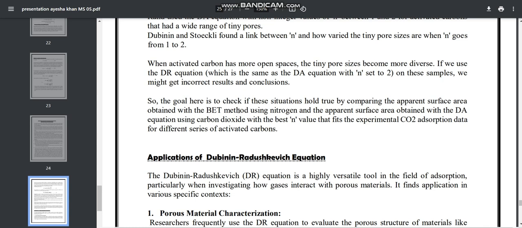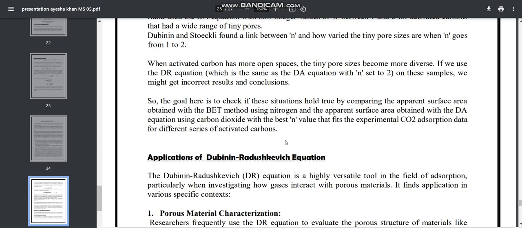So the goal here is to check if these situations hold true by comparing the apparent surface area, which is obtained with the help of the BET method using nitrogen, because in BET we have used nitrogen, and in this case we are considering the adsorption of carbon dioxide on the surface of activated carbon. And the apparent surface area is obtained with the DA equation using carbon dioxide, with the best n values that fit the experimental carbon dioxide data for different series of activated carbon.